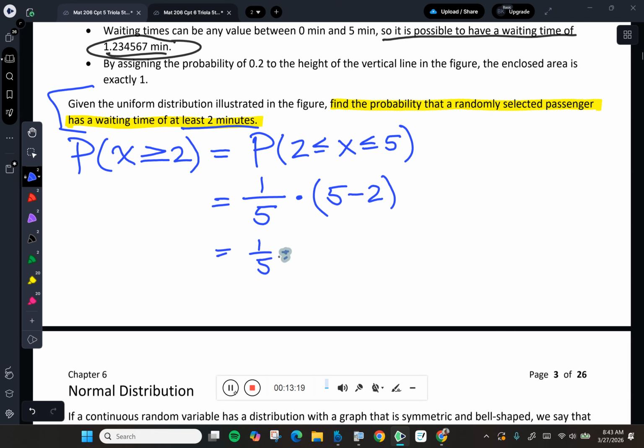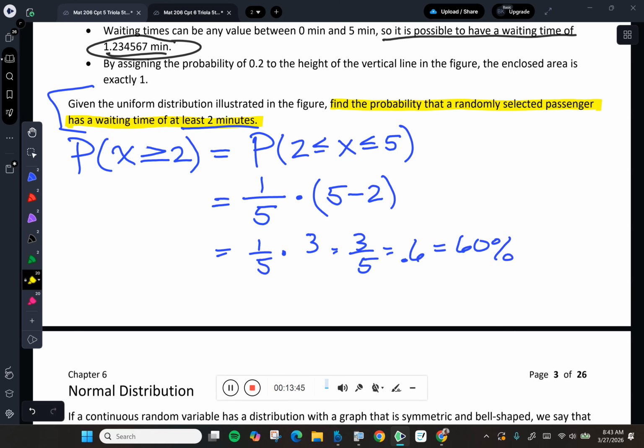Oops, I almost wrote equals to. Times 3, which gives me 3/5, 0.6, 60%, depending on how you like to represent that. And then I would say that if you randomly selected a passenger, they have a 60% chance, the probability is 60%, that they would have a wait time of at least 2 minutes.